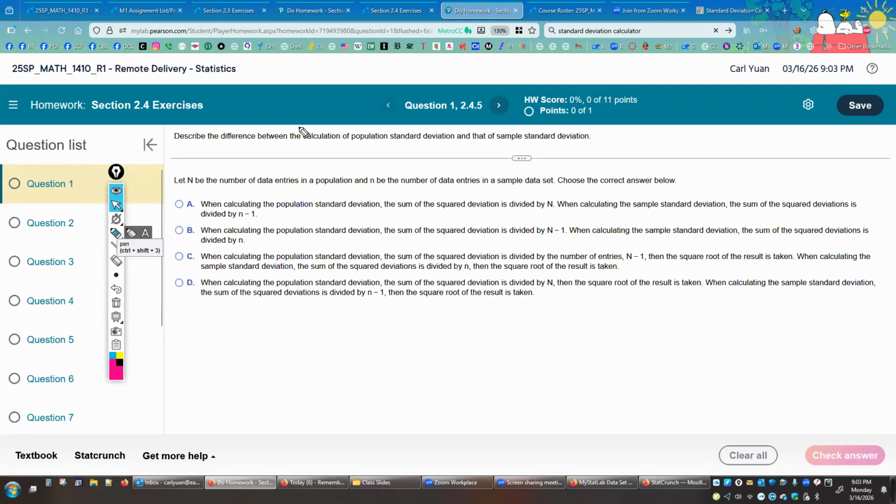And that would be: population standard deviation, sum of squares is divided by n. So this one looks okay. Let's look at B: population standard deviation divided by n minus 1, that's wrong. C: population standard deviation, sum of square deviations divided by the number of entries n minus 1, that's also wrong. D: when calculating population standard deviation, the sum of square deviations is divided by n, then the square root of the result is taken. That is good. So A, it did not do the square root.